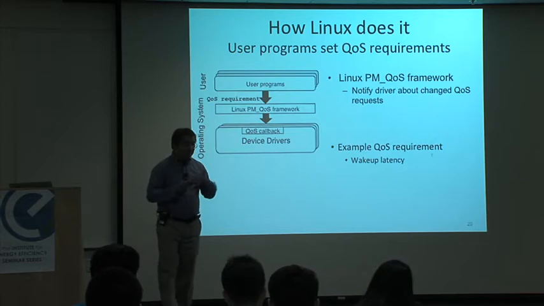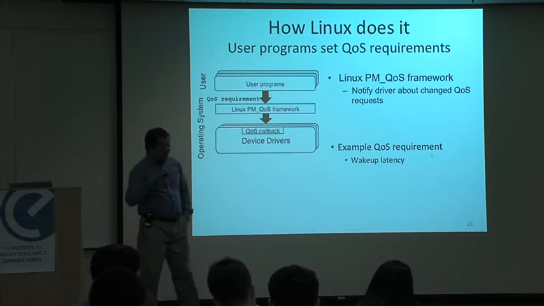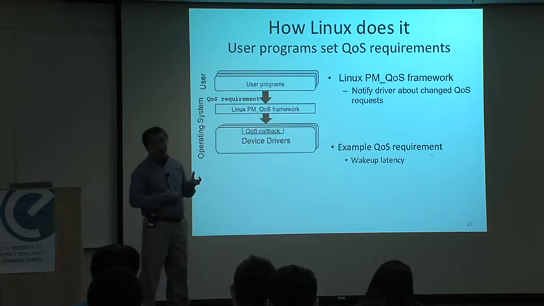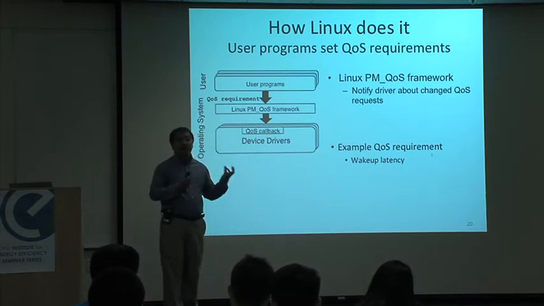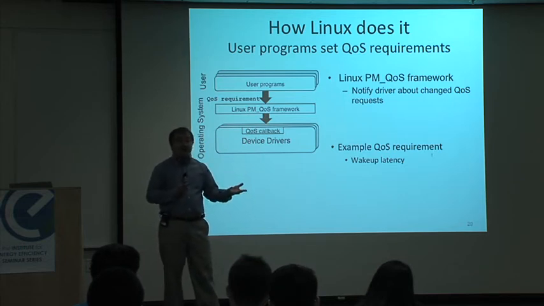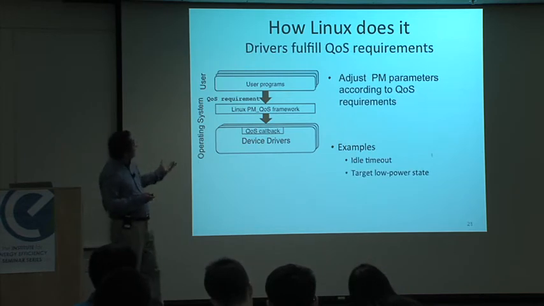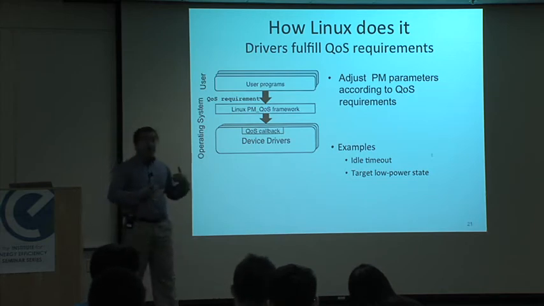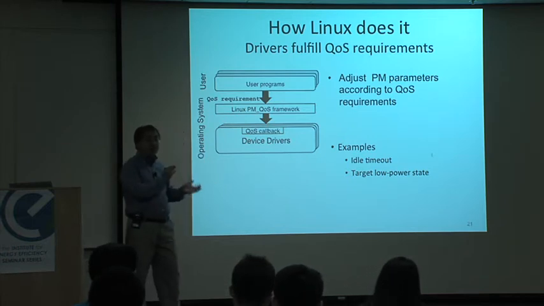Now, let me look at how Linux does it. In Linux, the device driver does most of the work. And the user program will set the QoS, quality of service, requirements through the Linux power management QoS framework. There are APIs a program can call to say, I cannot tolerate latency higher than this, right? And then the device drivers will fulfill the QoS requirement by calling the right APIs to set the target low power state that the device can go into. Device is a module here. Device and module, same thing in this context.